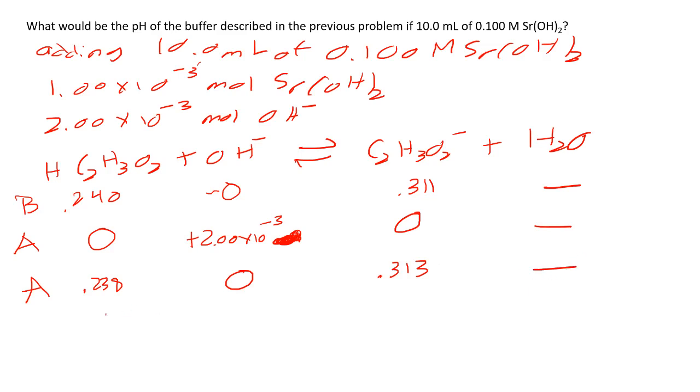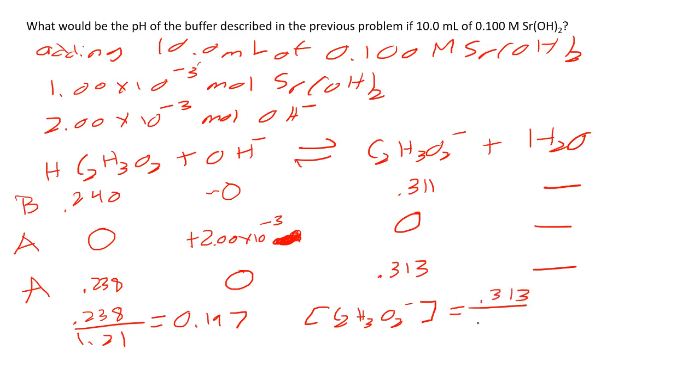Now, what we need to do is find our concentrations so we can go back and use our Henderson-Hasselbalch equation. So, for our acetic acid concentration, we're going to have 0.238 moles divided by 1.21 liters. Note that's because you started with 1.2 liters and then you added 10 milliliters. So there's 1.21 total. So this concentration is going to be equal to 0.197. So this is our acetic acid concentration. Then our acetate ion concentration is going to be equal to our 0.313 moles, because that's our after addition, over a volume again of 1.21 liters. And that's going to give us 0.259 molar.